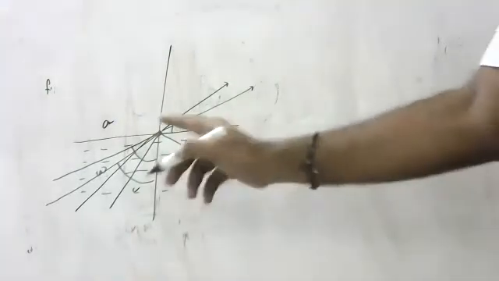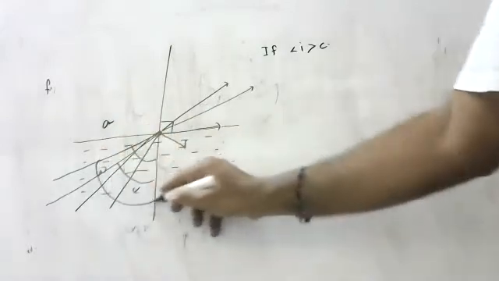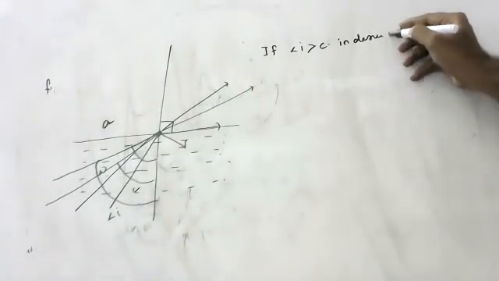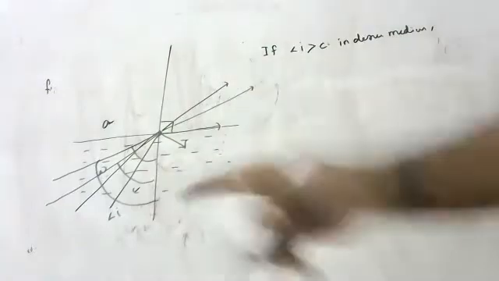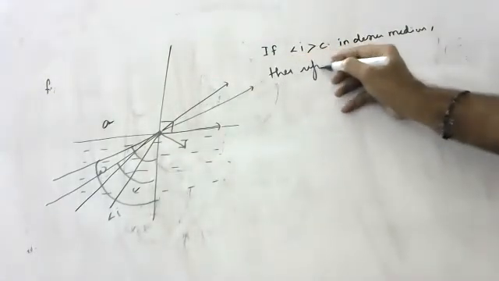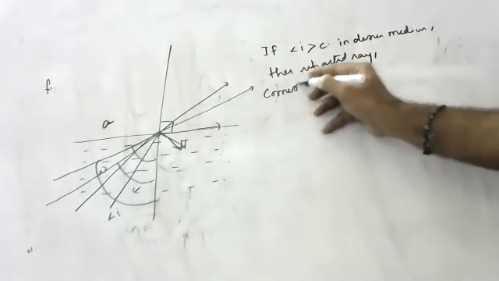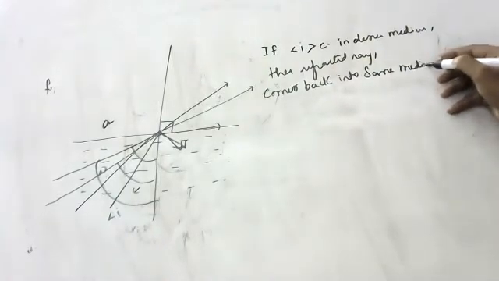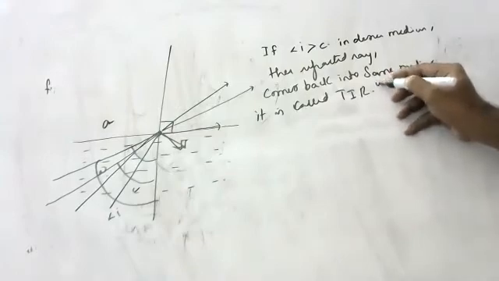Okay, what is total internal reflection? It means if the angle of incidence is more than the critical angle in the denser medium, then the refracted ray, this is different, comes back into the same medium. Okay, it is called total internal reflection.